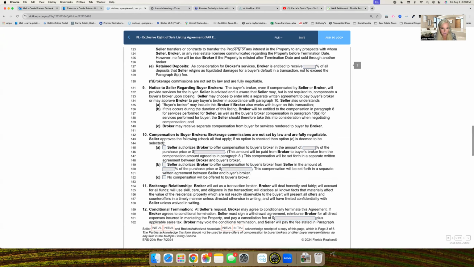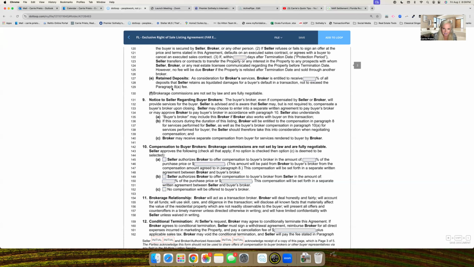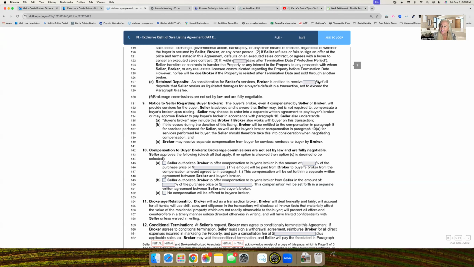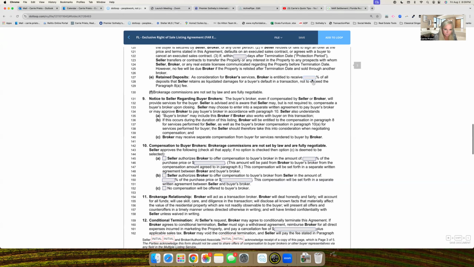Now, another change is this retained deposits. As consideration for the broker services, broker is entitled to receive a percentage of all deposits that the seller retains as liquidated damages for the buyer's default in a transaction. It used to say if left blank, 50%. It no longer says if left blank. So it's up to you if you'd like to write a percentage here. You guys know we don't really keep a percentage, but that's up to you.